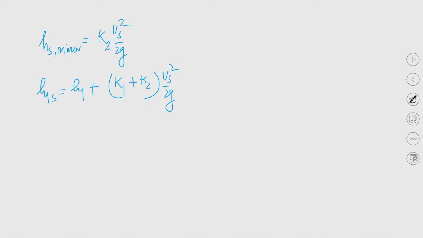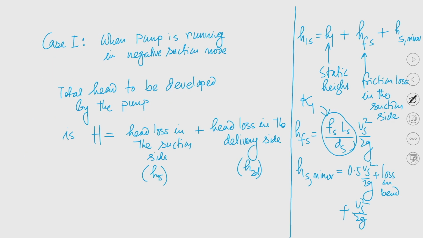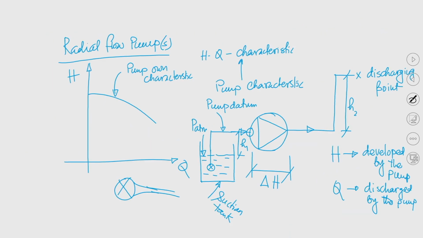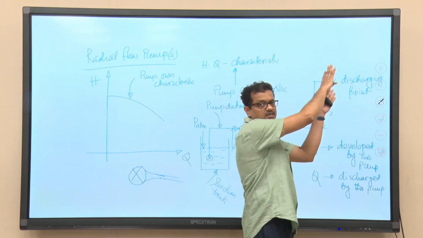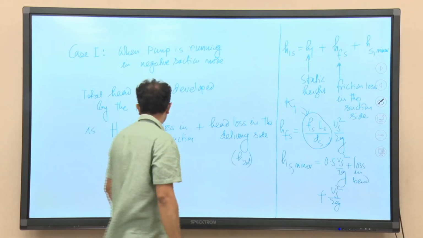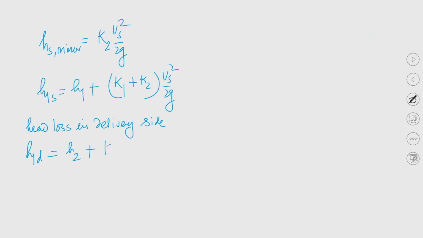So, the head loss in the delivery side, H1d, will be equal to H2 plus, again you can see from the schematic depiction there will be bends and eventually a certain expansion. So, we can write that as k3 into Vd square by 2g.